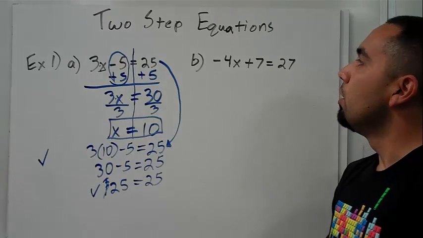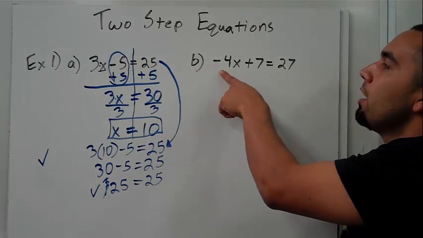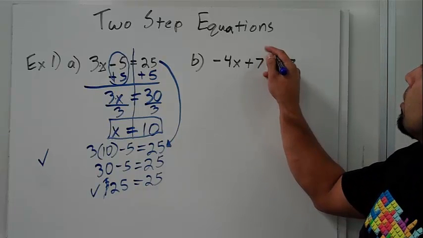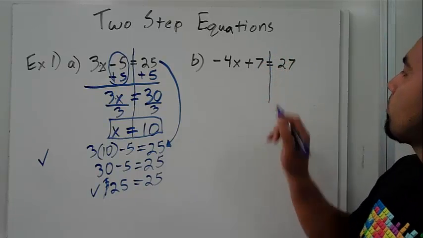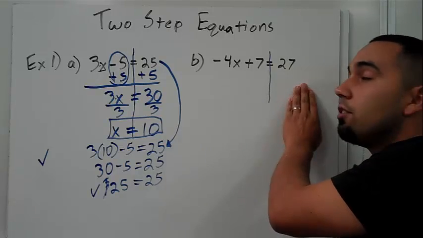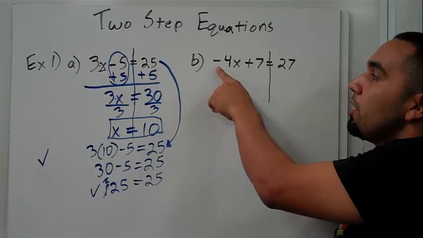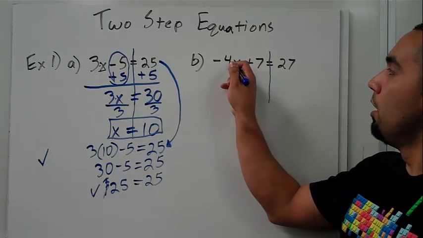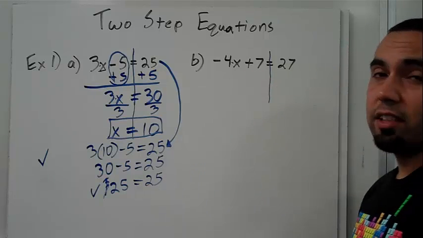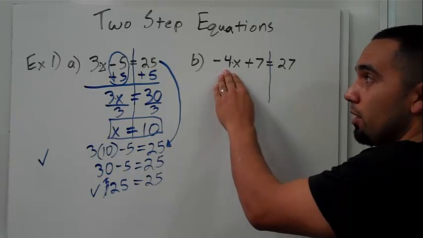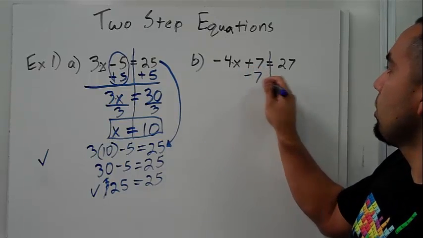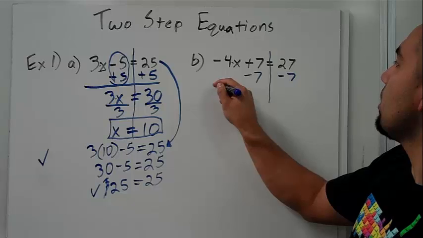So example 2, or example 1b, we have negative 4x plus 7 equals 27. So again, when I start an equation, I always make sure that I split it down the middle. And again, whatever I do to one side, I do to the other. Now x is being multiplied by negative 4, and then it's adding 7. So because the adding 7 is a different term than what this is, I need to get rid of this first. So I'm going to subtract 7 from both sides.